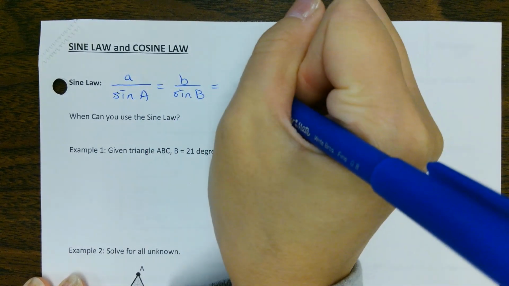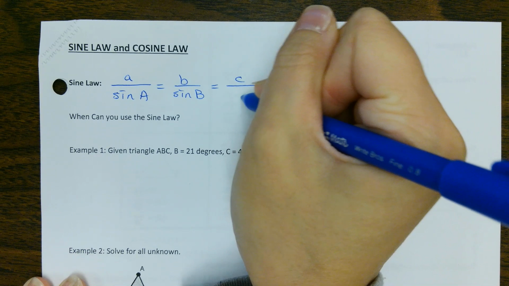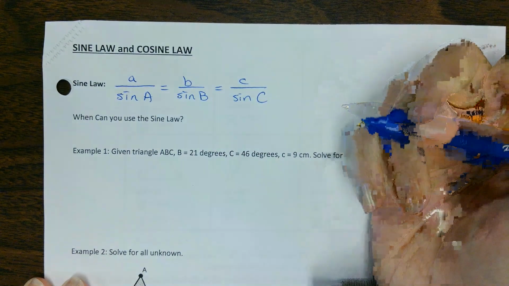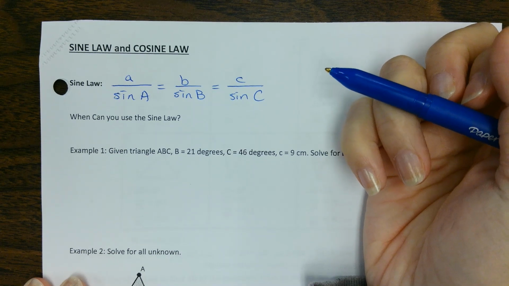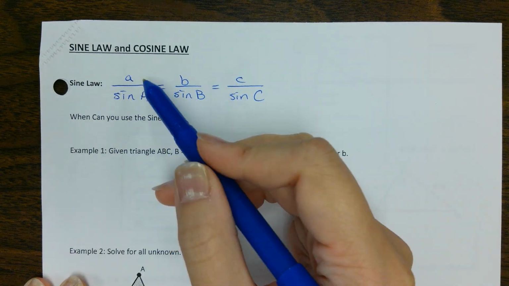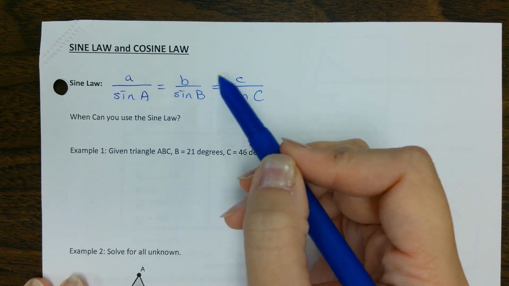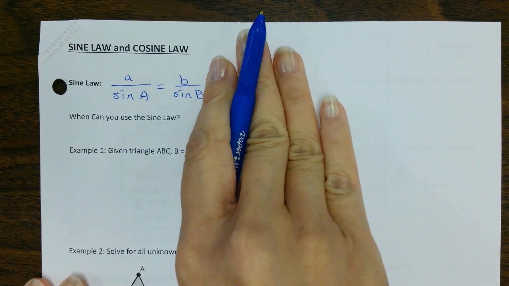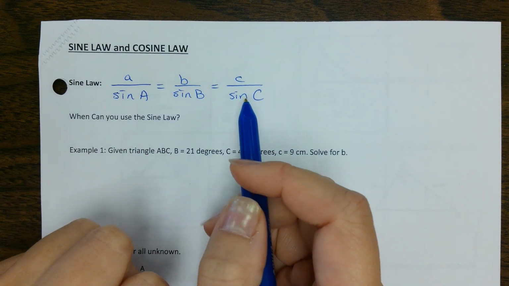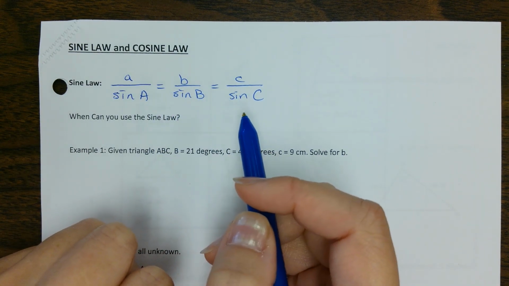Right. Okay. What are lowercase letters again? Side lengths. Okay. And what are uppercase letters? Angles, right. So notice it's a pair like this. a over sine A equals b over sine B, or equals c over sine C. So the ratio between all three is the same.